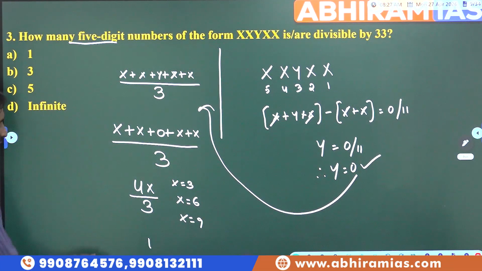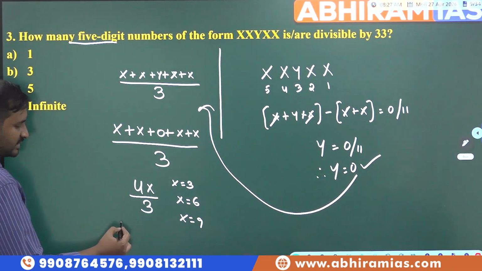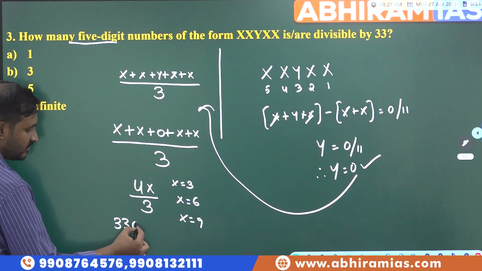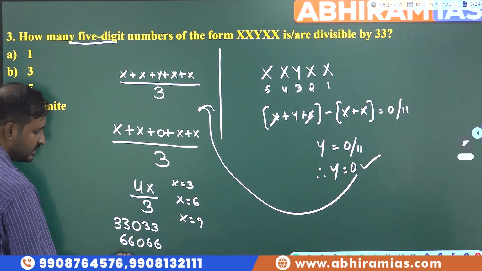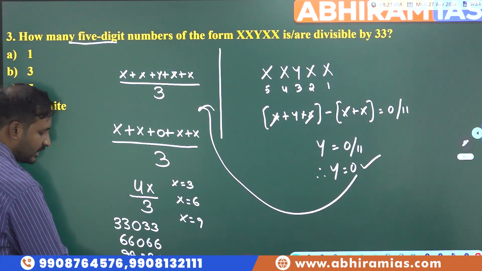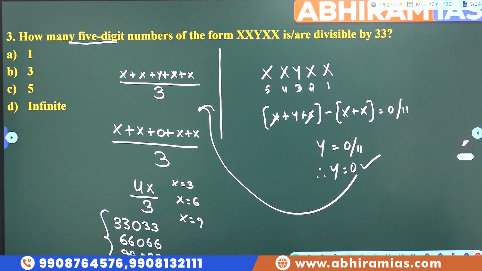So what are those numbers, tell me. The numbers are 33033, 66066, 99099. These are the 3 numbers which are possible for us. So the answer is 3 here.